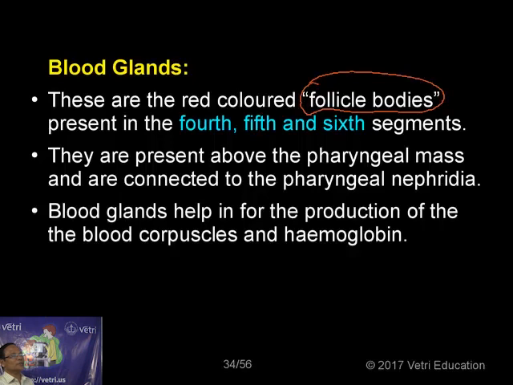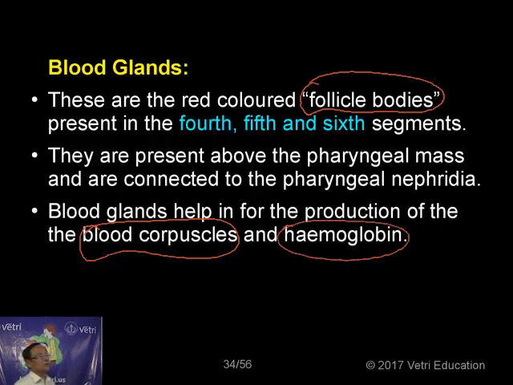Now what is the role I mentioned? Helps in the production of red blood cells. Now the red blood cells, simply we can say the blood corpuscles, because the RBCs are absent, and also concerned with the production of hemoglobin. So they are actually blood corpuscles without hemoglobin, because in the case of earthworm or annelids, the hemoglobin is dissolved in plasma, not found inside RBCs.